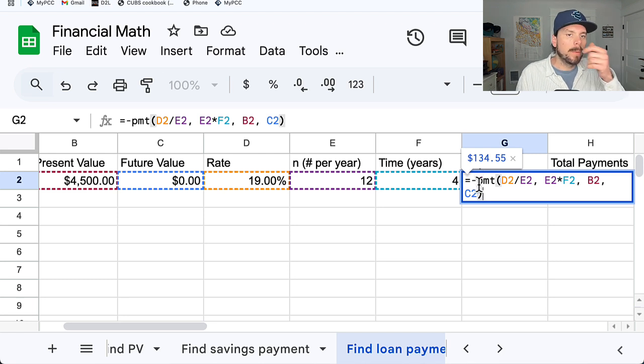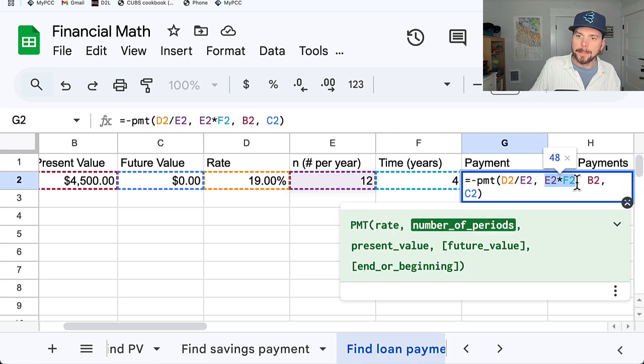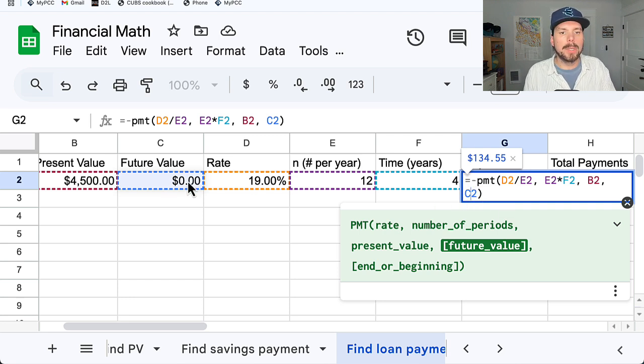I put a negative in front of there, like I said, just to output a positive value instead of a deduction. We've got the rate divided by the payments per year. That's 19% divided by 12. So you can see the rate per month there. And then the next one is the total number of payments. I'm referencing these N and T cells, or number of compounds per year times number of years. Then I've got a present value input. That should be that starting amount of the loan. And a future value input. Typically we're going to pay that down to 0. And for all the homework, that's how we'll approach it.